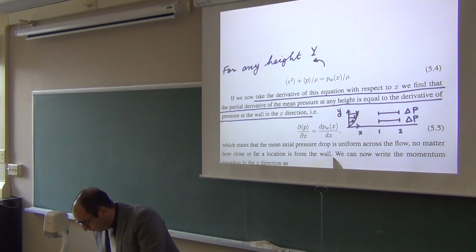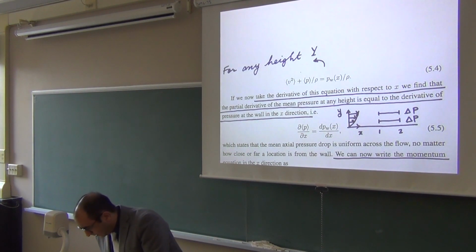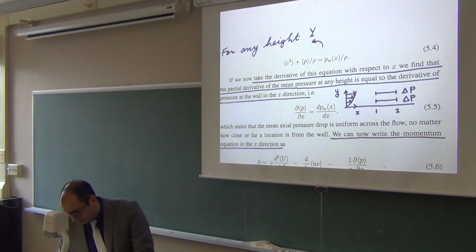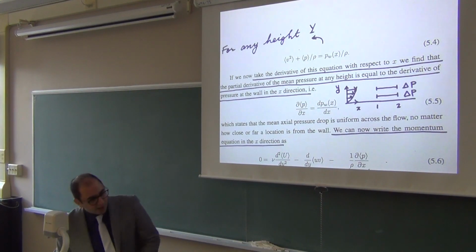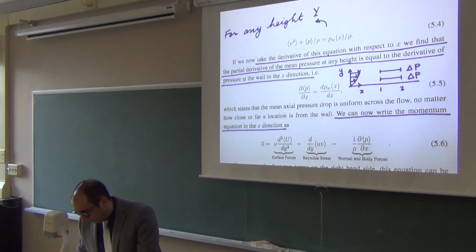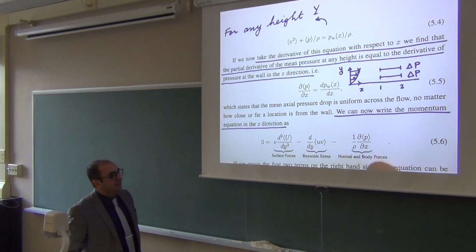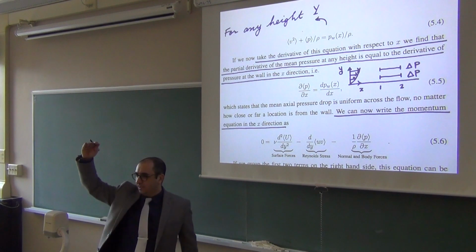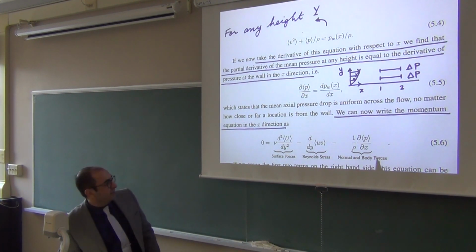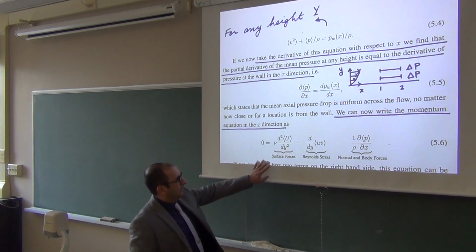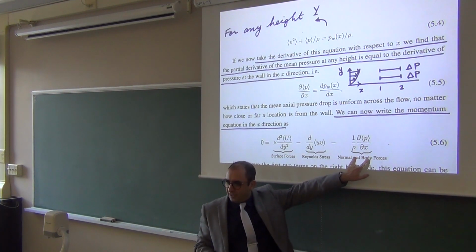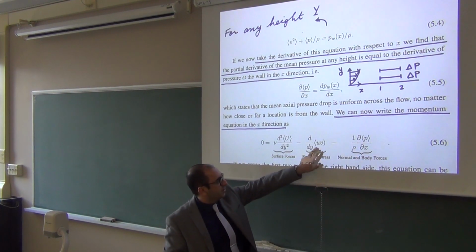We can now write the momentum equation in the x direction. I did it for the y direction when I derived it, but you can again derive it for the x direction. You could practice at home maybe. Start with the transport equation and simplify it down all the way to here. If you did that, the Reynolds stress term and the normal body force will still remain. This time the Reynolds stress would be uv.